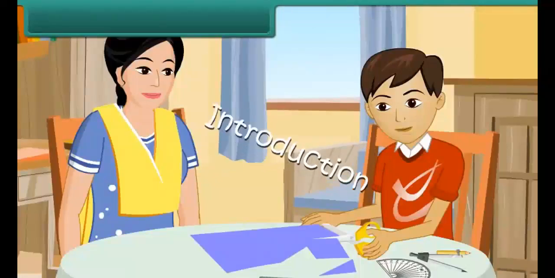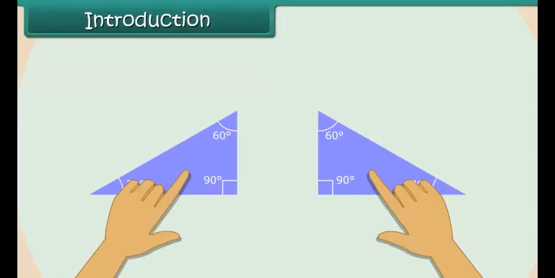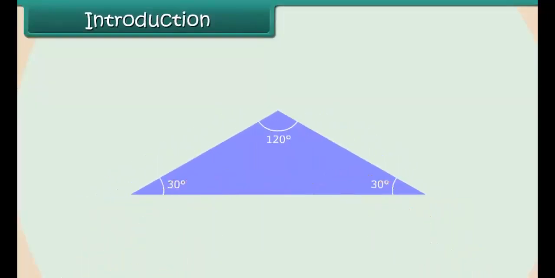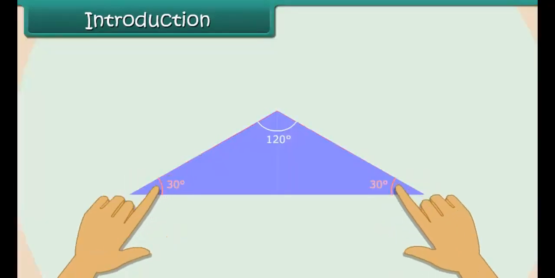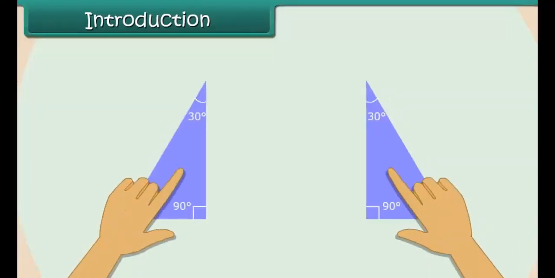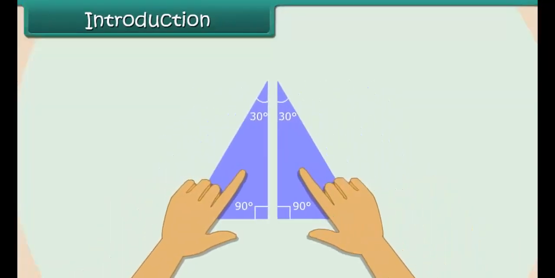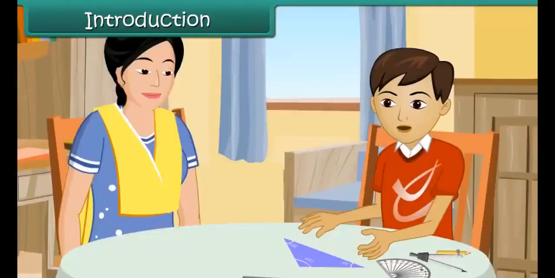Introduction. Mom, look, I made a new triangle by joining two identical right-angled triangles. That's great, Nick. Did you observe the sides and angles of the new triangle? Yes, Mom, two sides and two angles are equal. Wonderful. Now join two right-angled triangles to create a new triangle with all sides and all angles equal. I have done that as well, Mom.